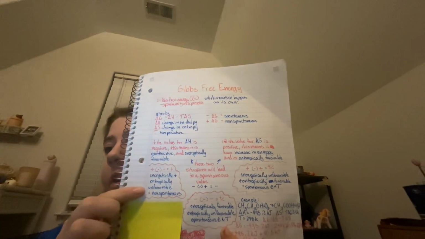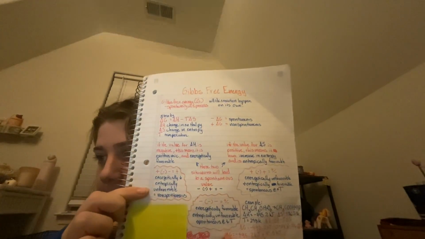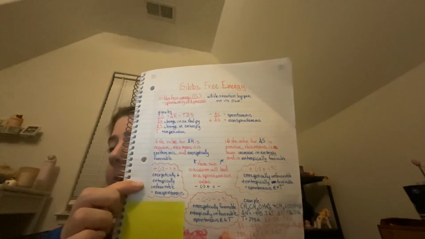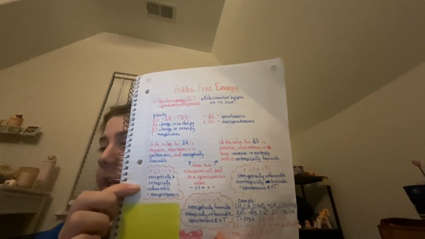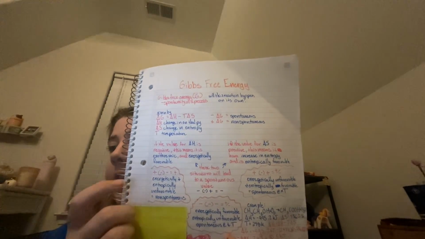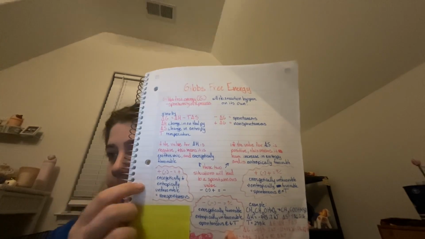So over here, positive minus negative equals positive. That's going to be an energetically unfavorable delta H and an entropically unfavorable delta S, and that is going to equal a non-spontaneous delta G.